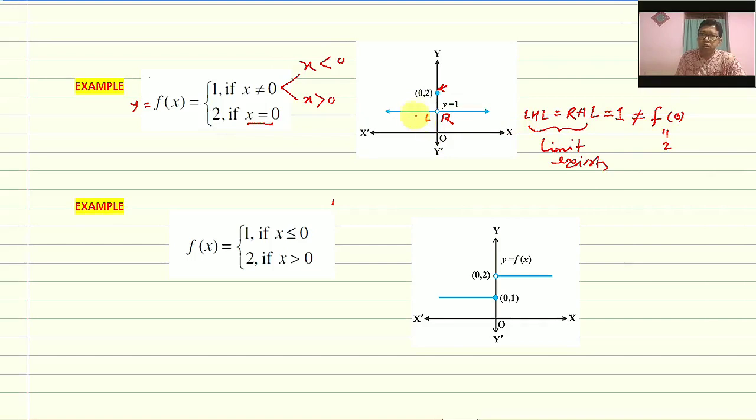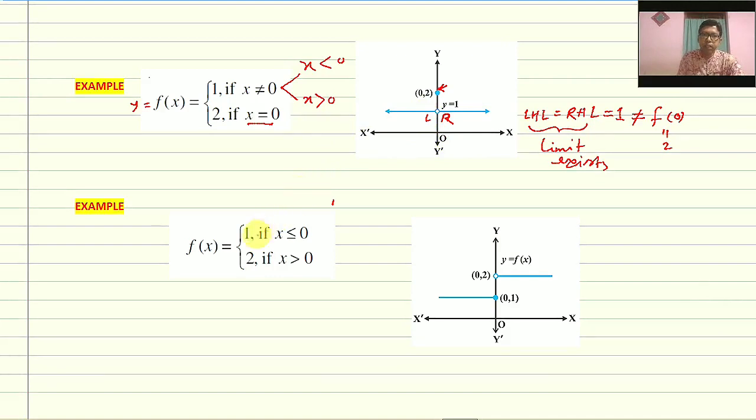Moreover, you can draw this curve, the straight line, and you have to lift your pen and draw here. That is a point. And afterward, again lift your pen and you can draw. That means at the point x equal to 0, the function f(x) is discontinuous.